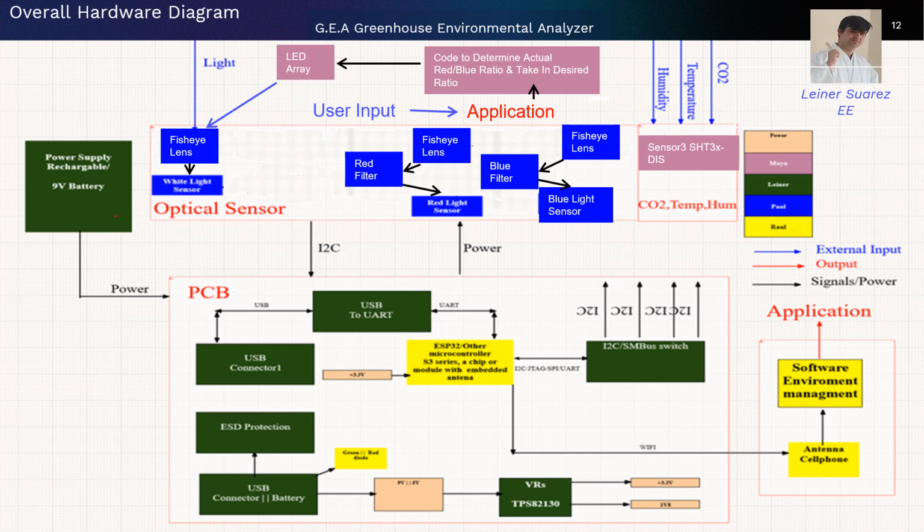At the bottom here, we can see that through USB, of course, we have the ESD protection, the TVS diodes, and the voltage regulator, which provides 3.3 and 1 V for all the peripherals we're using.